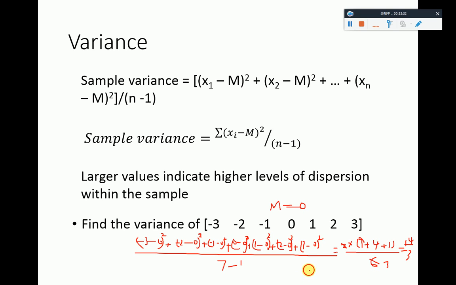It will be about 4.7, maybe. Or 4.6, something like that. Let's see if that's the case. So 14 divided by 3. Okay, so it's 4.67, not 4.69. All right, close enough. So this will be the answer. This will be the variance of these sample scores. Did you get it? Okay.